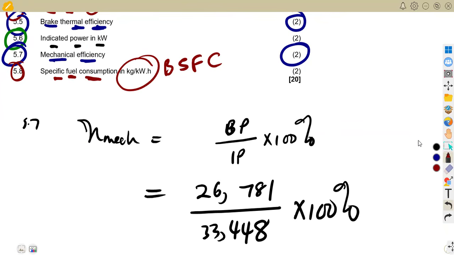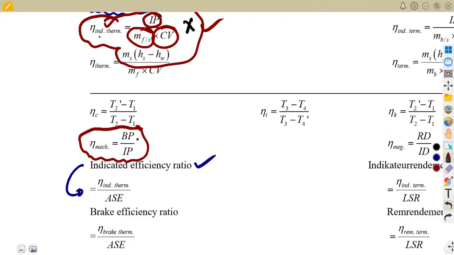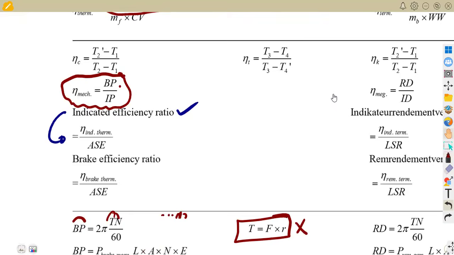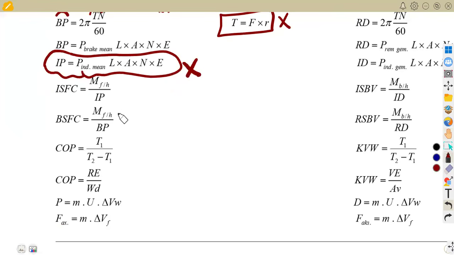All right, I'm just going to take you back to your formula sheet, guys. I want you to be very much related with your formula sheet because that is the only friend that you're going to have in the final exam, as no one is going to be there. This will be your only friend. So this is the formula that you're going to take for the brake specific fuel consumption, in kilograms per kilowatt hour.